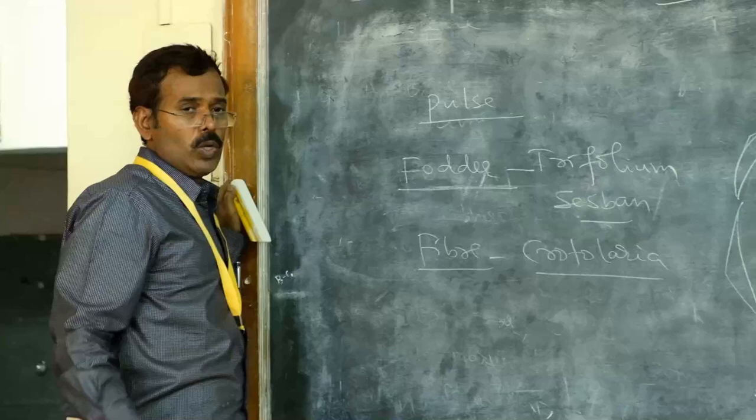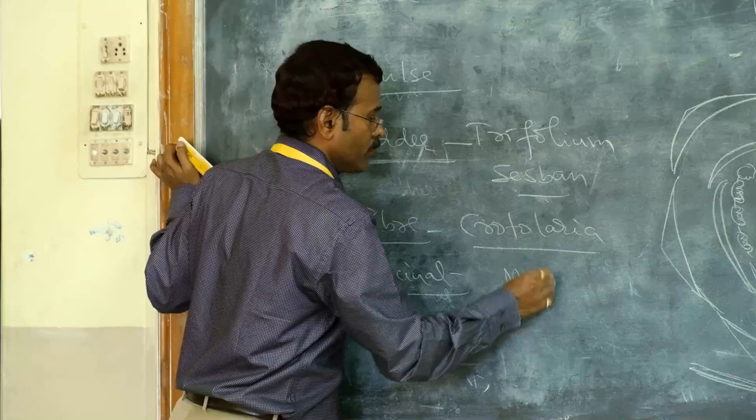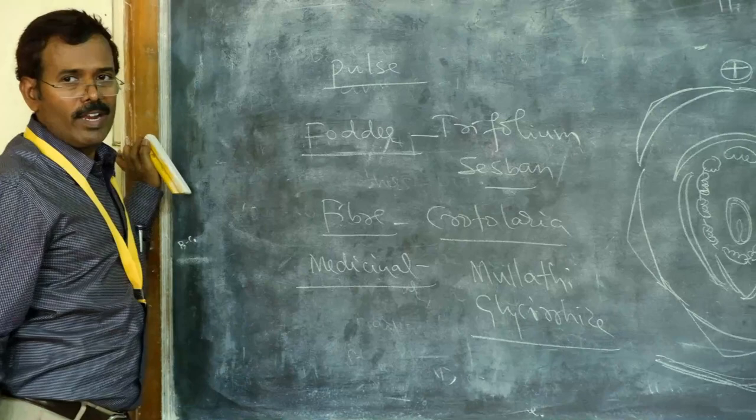Then one you have medicinal plant. This medicinal plant is mainly mulethi. This mulethi is known as Glycyrrhiza glabra. It is used mainly in cough syrup. It is used as expectorant.